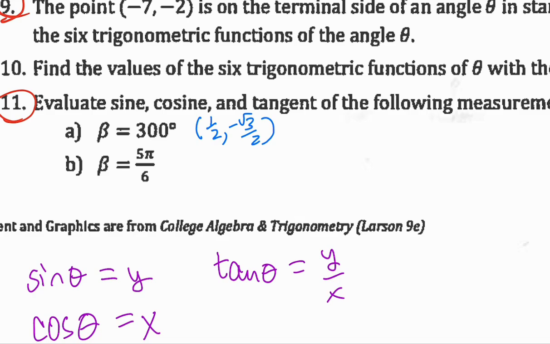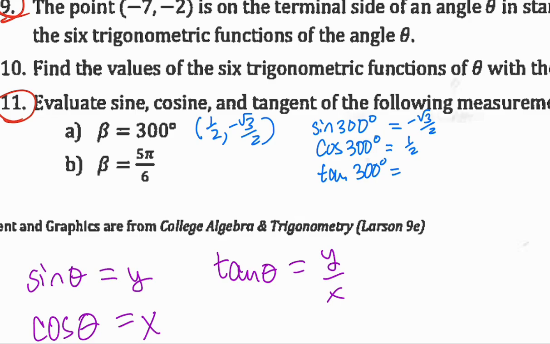So our sine and our cosine and our tangent would be found using that point. Remember, the sine is your y value. The cosine is your x value. The tangent, you're going to put your y over your x.